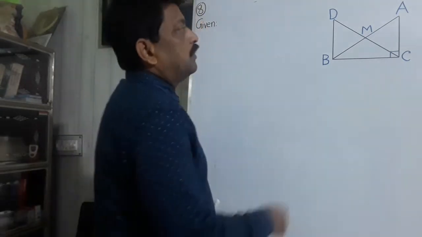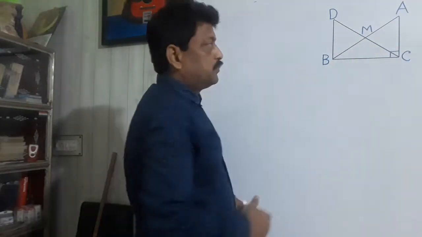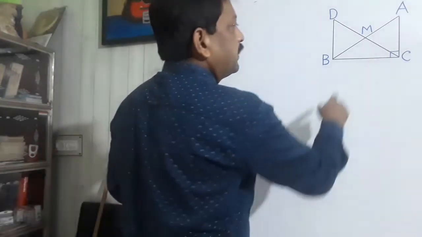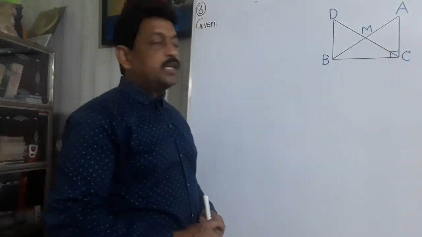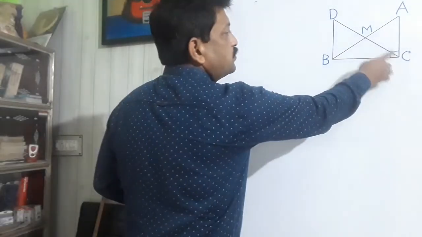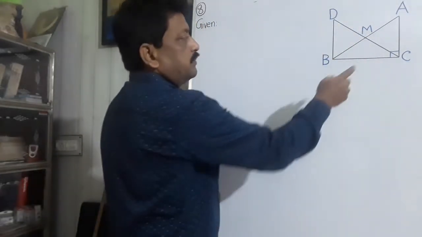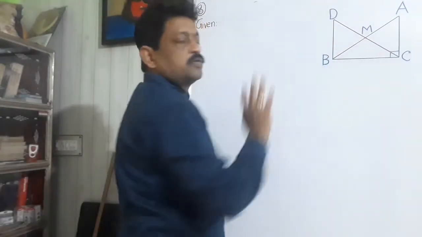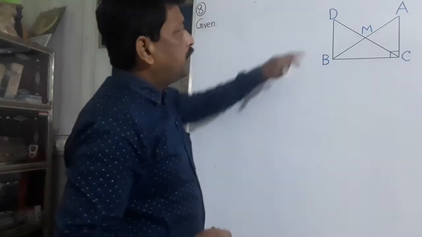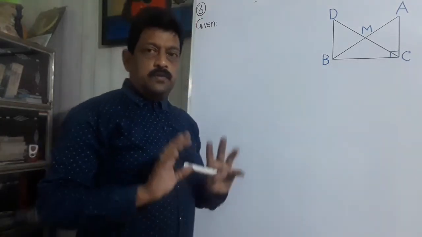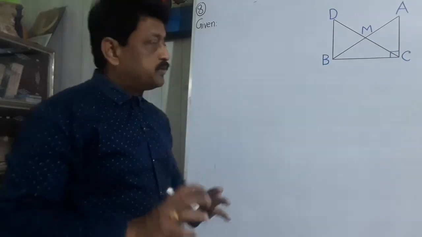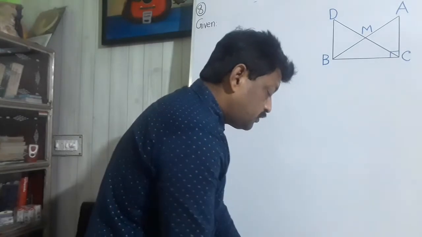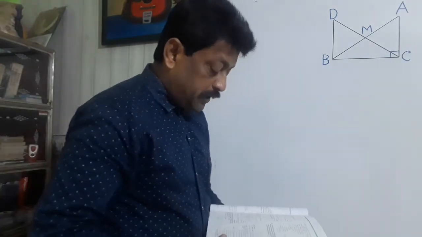The question is, triangle ABC is a right angle triangle with angle C as right angle, and M is the midpoint of the hypotenuse AB. C is joined with M and CM is produced to the point D such that CM and DM are equal. Then D is joined to B. This is the given part. These are the informations given in the question. What we have to prove? There are so many parts to be proved in this question.